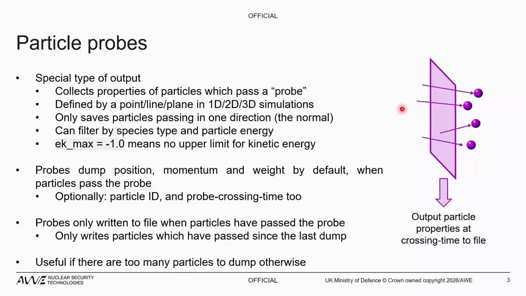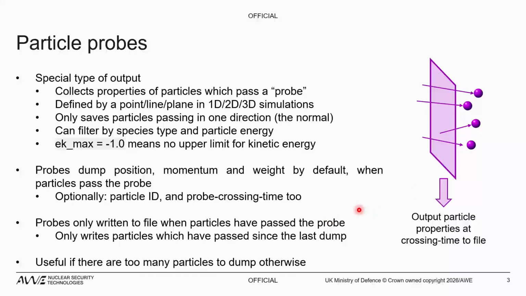You can filter those particles based on kinetic energy limits. So you can say, I'm only interested in high energy electrons passing this probe, and I want to know what they're doing at this point in the plasma. That's a very good thing you can do with probes as well. You can also have it output particle ID if you want to track specific particles through the simulation, or you can let it tell you the exact time the particle passes the probe as well, if that's an important metric for you.